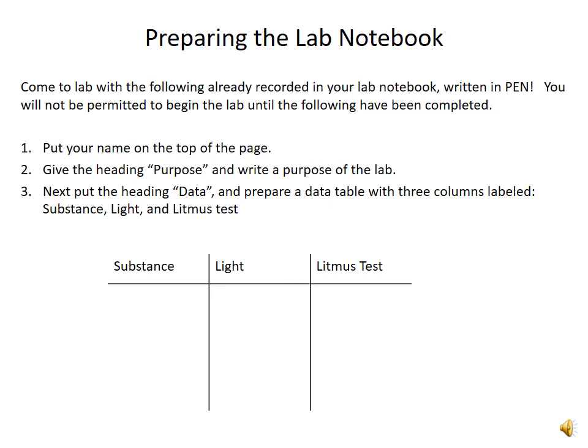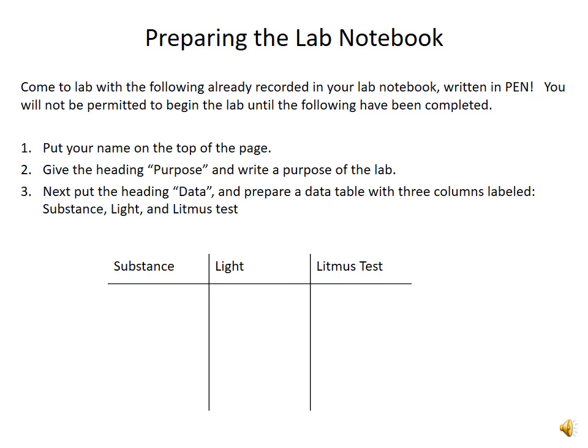The next section in your notebook, you're going to put the heading Data, and you're going to prepare a data table, and it's going to need 3 columns labeled Substance, then Light, then Litmus Test. And I think we're testing about 21 substances, so you're going to need about 21 horizontal lines to be recording your data in the lab.